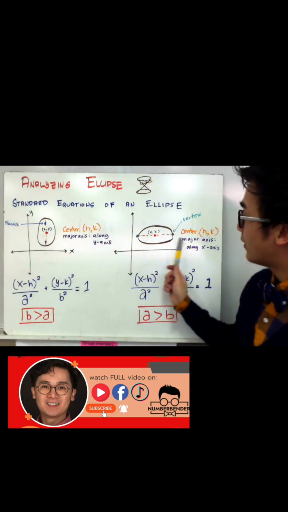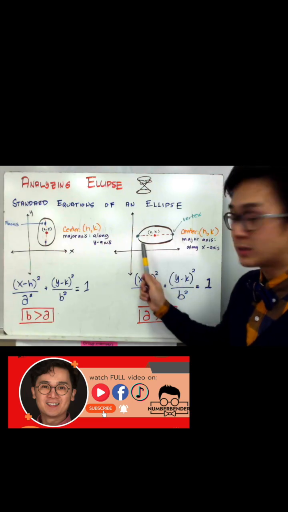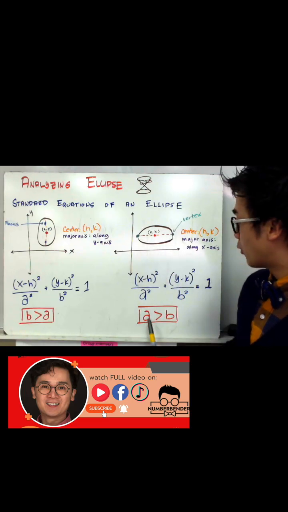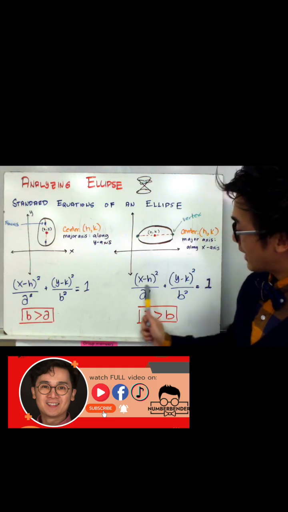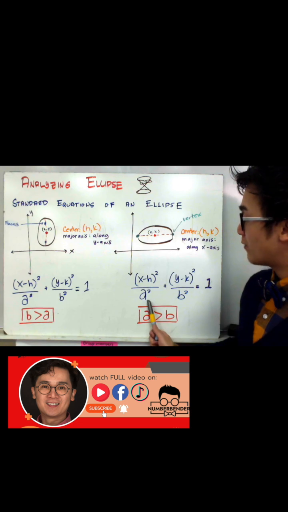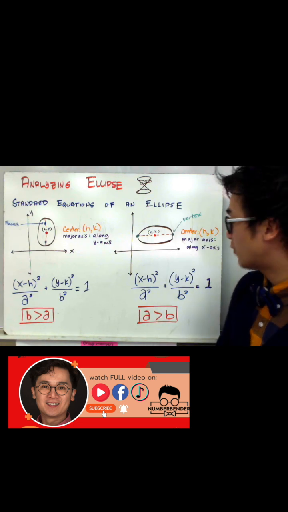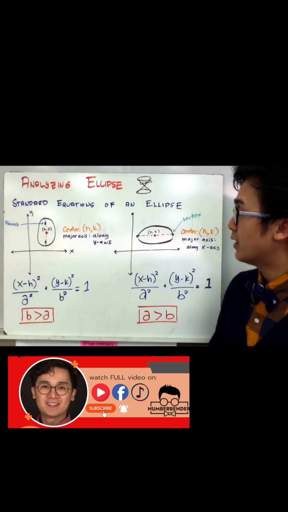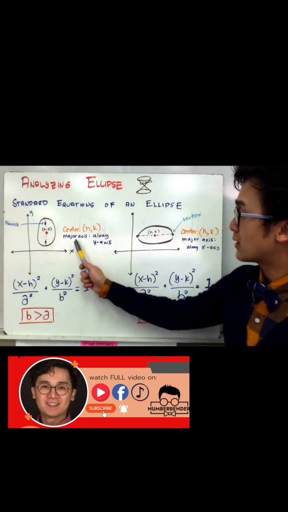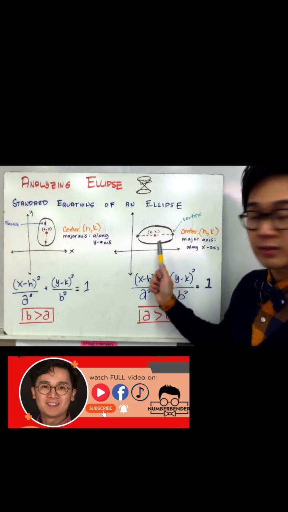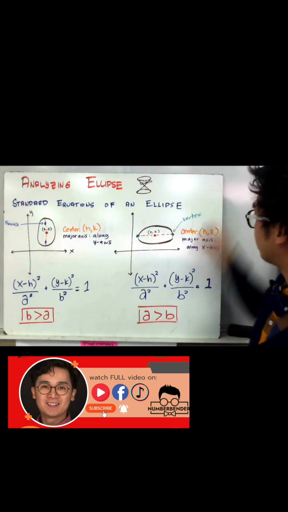So if we have a horizontally oriented ellipse where the major axis is along the x-axis, therefore our denominator together with x will have a bigger value, and you will soon find out about it later on. So these are the standard forms of an ellipse that we're going to be working with today. One wherein the major axis is along the y-axis, and the other one is when the major axis is along the x-axis.